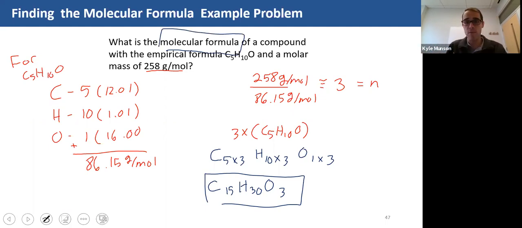Okay, so that's how we're going to do these problems. Again, you find the molar mass of the empirical formula unit, and you divide the molar mass of the compound by that. You get this guy called N, which tells us how many empirical formula building blocks we have, and then we multiply that together to get the molecular formula.